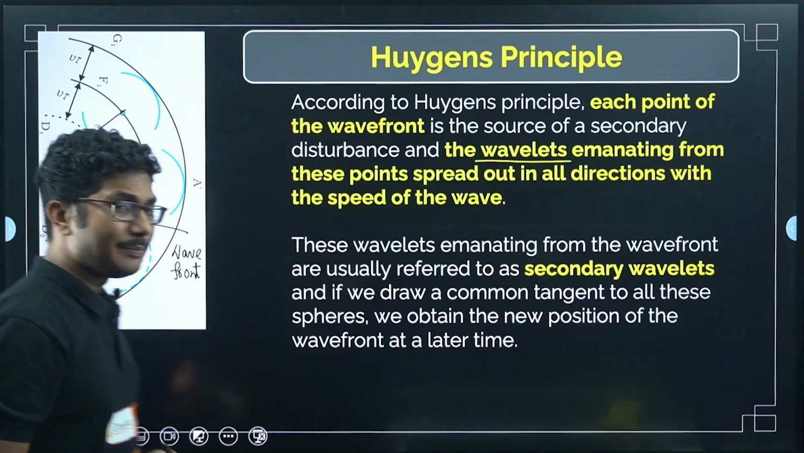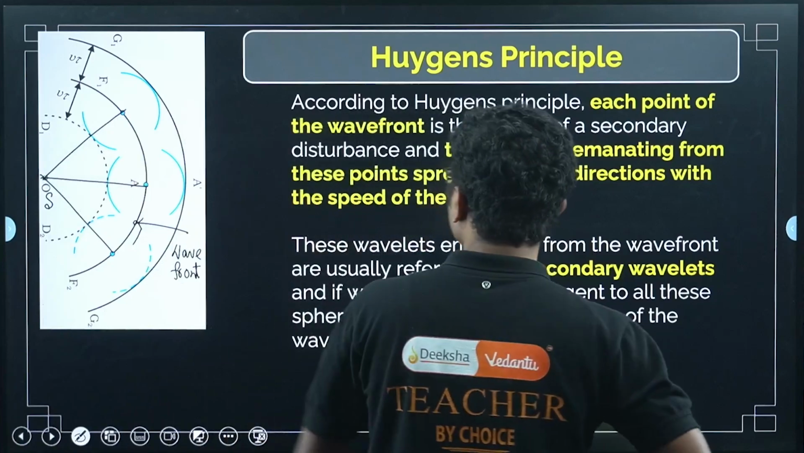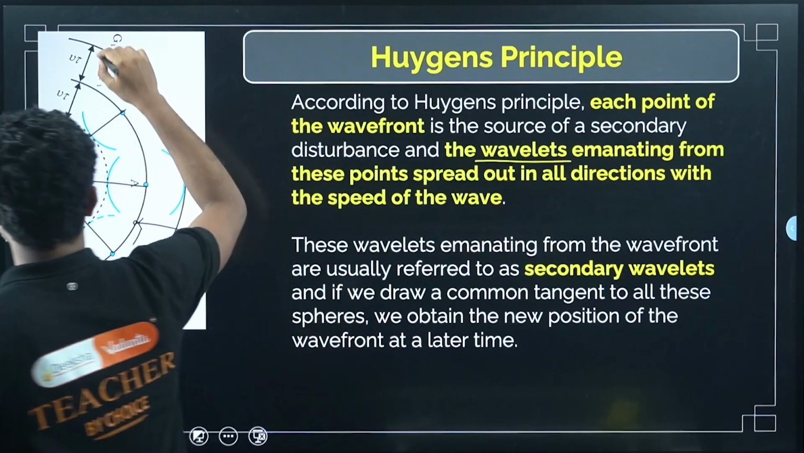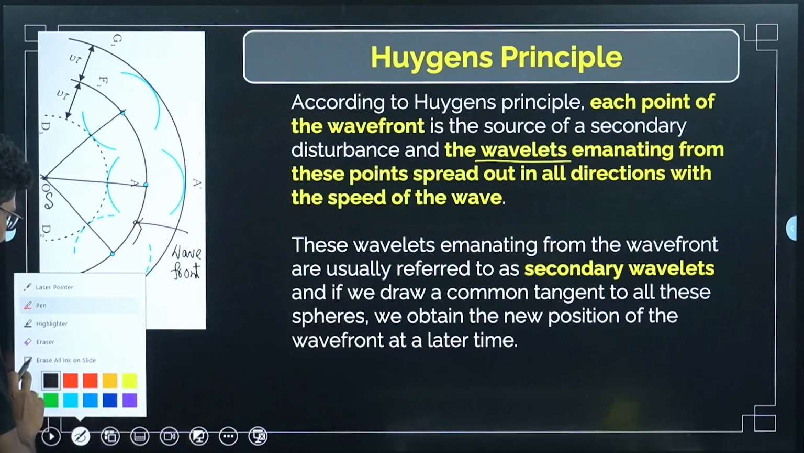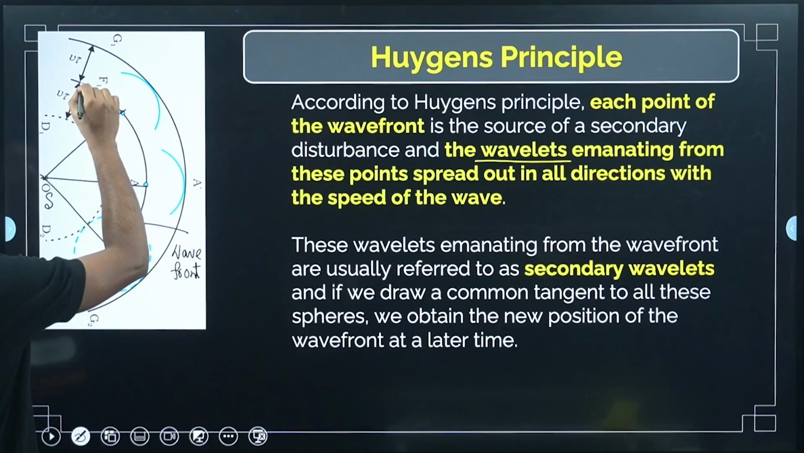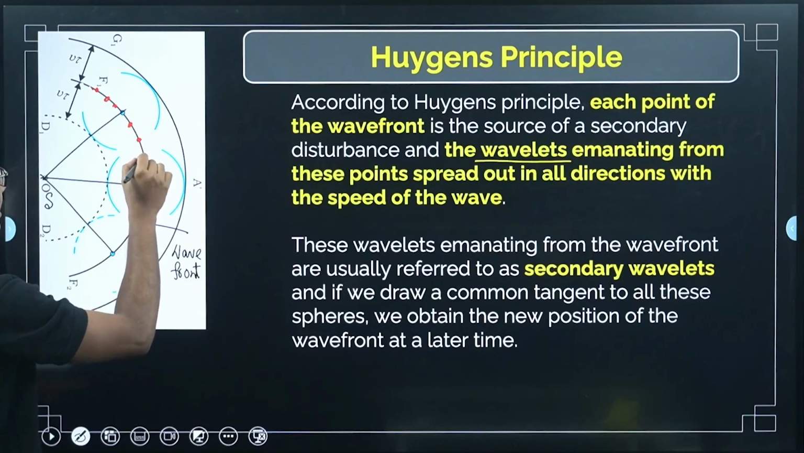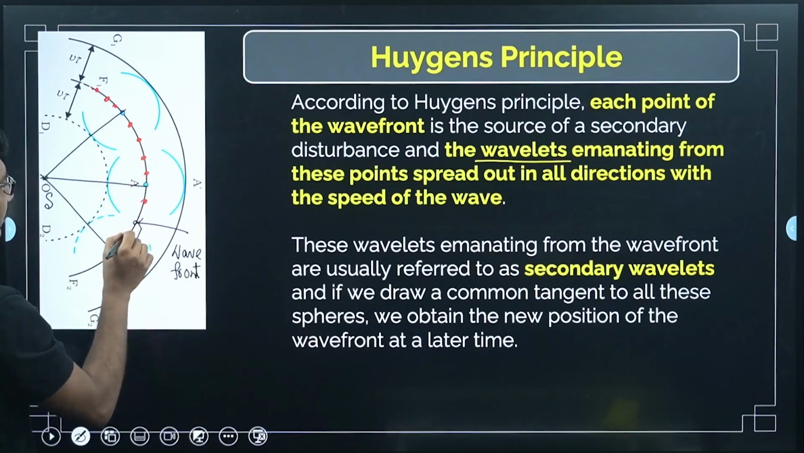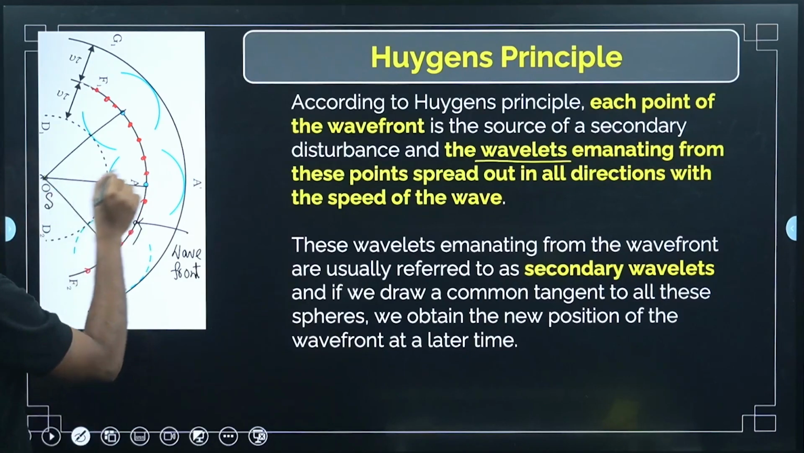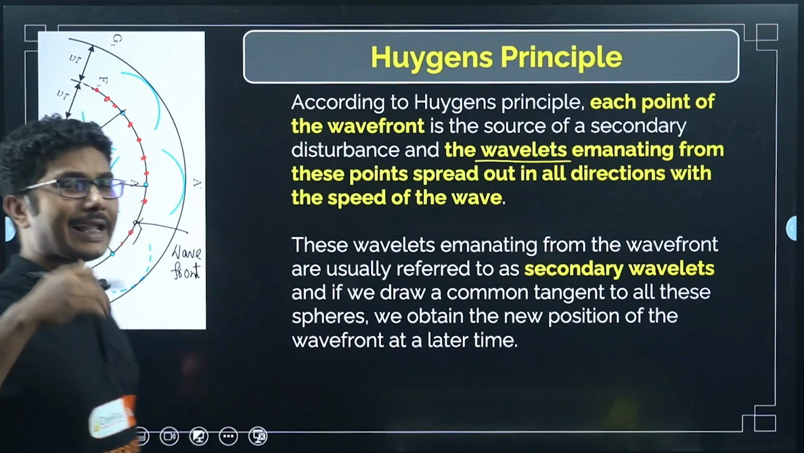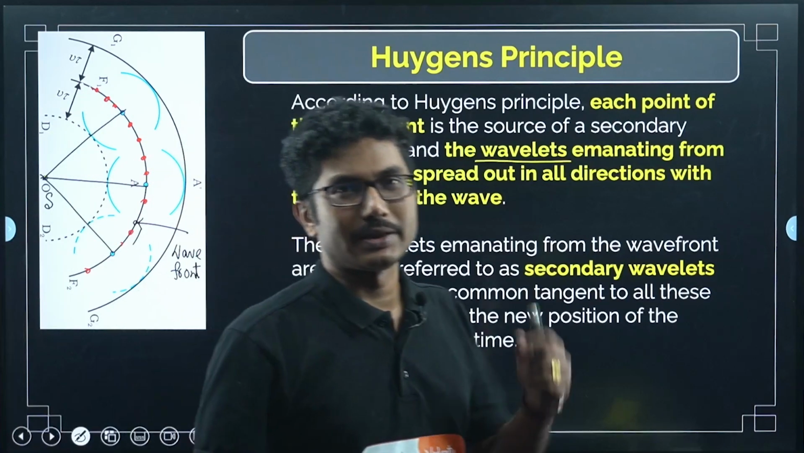Now Huygens principle says that each and every point on this wavefront is a source of secondary wavelets. What is the meaning of that? Secondary wavelets means you can consider each of these points as secondary sources of light, right?